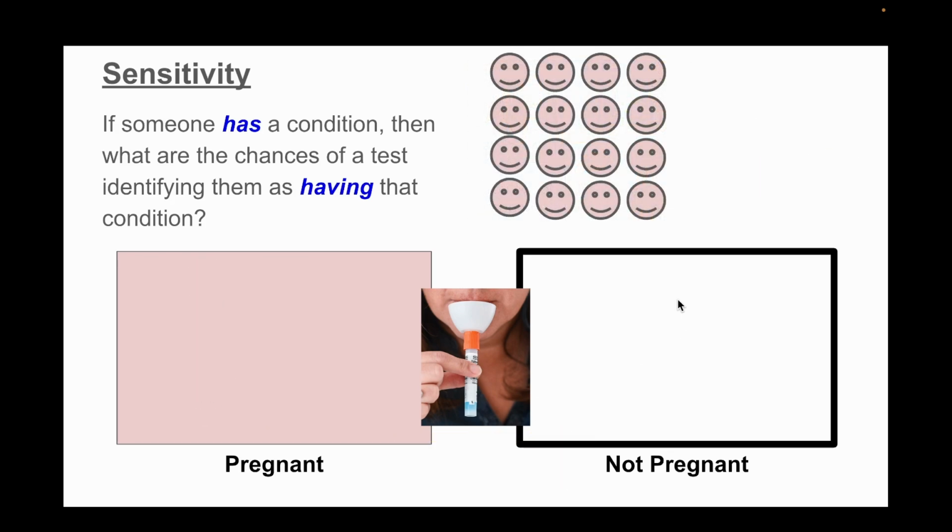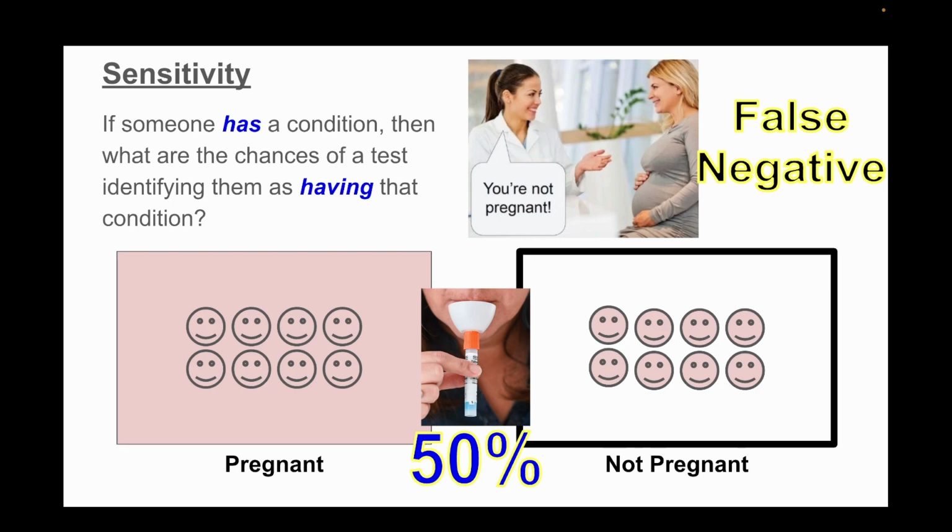Okay, what about another case? In this scenario, the sensitivity would be 50% because the test correctly placed 8 of the 16 pregnant women in the pregnant category. That means the other 50% were incorrectly placed in the not pregnant category.